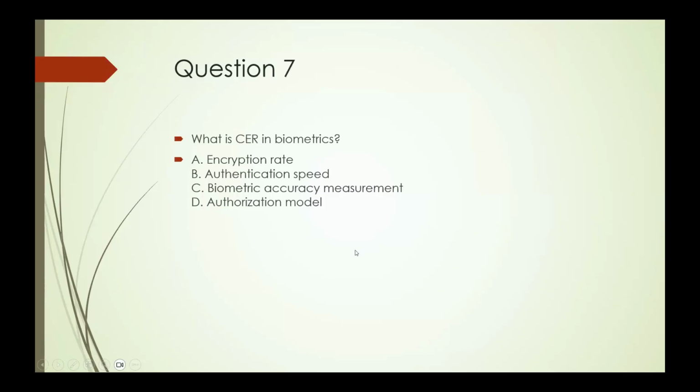What is CER in biometrics? CER stands for crossover error rate. Is it encryption rate, authentication speed, biometric accuracy measurement, or authorization model? It's not an authorization model, so D is removed. It's not an encryption rate, so A is removed. It's not authentication speed, so B is also removed. So it's biometric accuracy measurement.